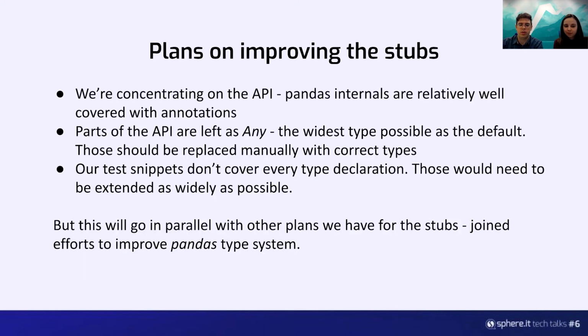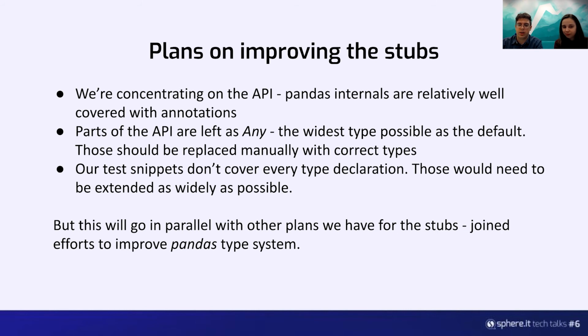So let's talk about the plans on improving the stubs. First of all, we are concentrating on the API. Pandas internals themselves are relatively well covered by annotations by the pandas development team and open source contributors. So there's not much point in going through pandas internals and trying to fix the annotations within, because it's already tested, it's already being done. That's the reason why we are only concerned with the API: interfaces like the DataFrame API, Series API, indexes, string methods, and so on.